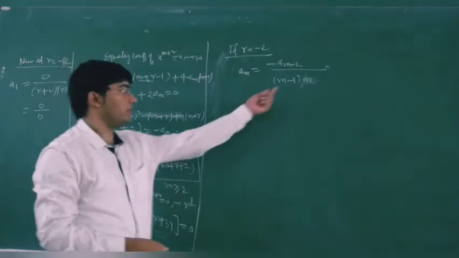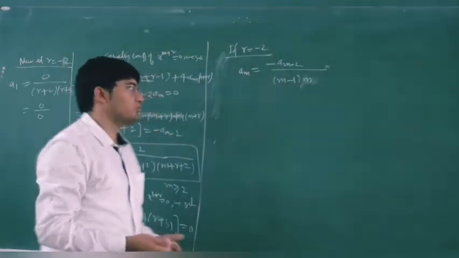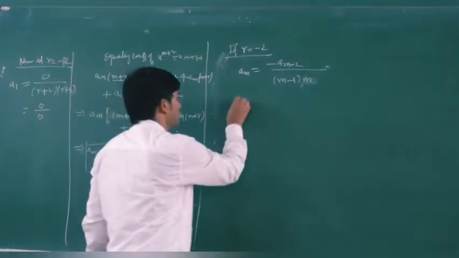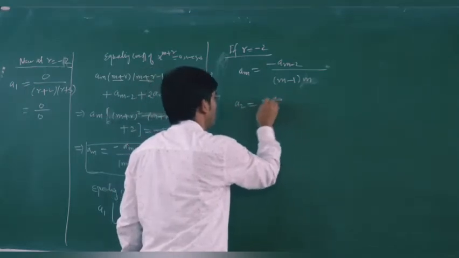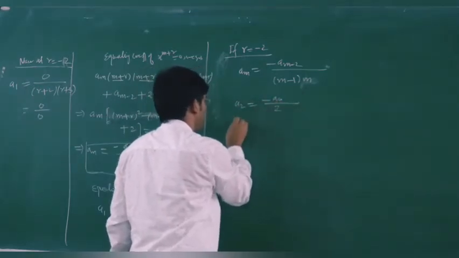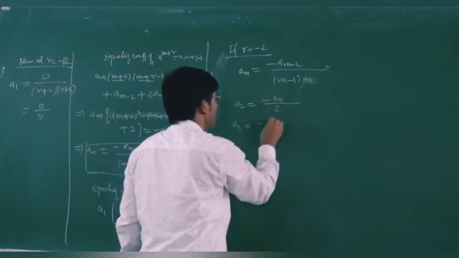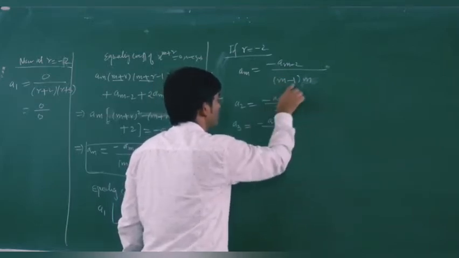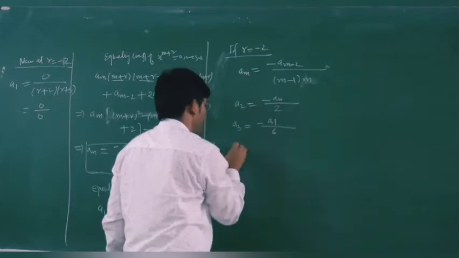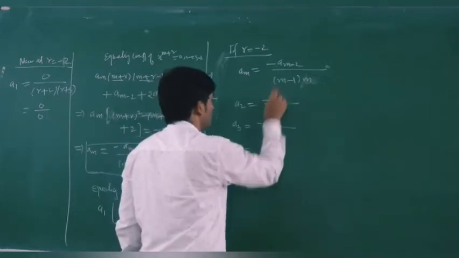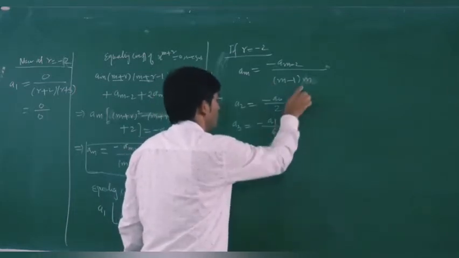So again from here you can see that we cannot put m equal to 0 or 1, so our a2 will be minus a0 upon 2, your a3 will be put m equal to 1, a1 upon put m equal to 3, so this will be 3 into 2, 6. Your a4 will be put m equal to 4, minus a0 upon 4 into 3, 12.